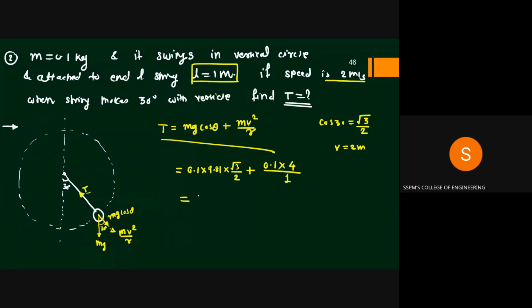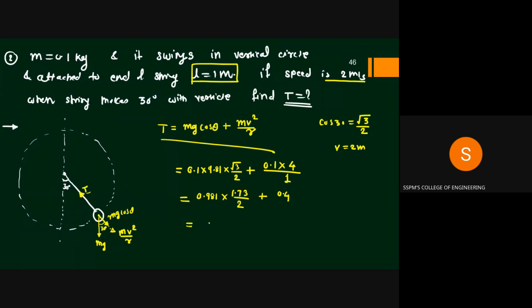So this will be 0.981 into root 3, which is 1.73, divided by 2. Okay, plus this is 0.4. Now you can simplify this 1.732. So you can divide this 1.73 by the 2 and then you can multiply.